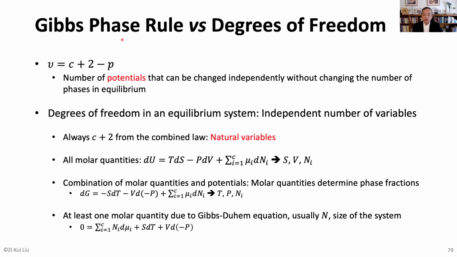So it's very important that the Gibbs phase rule and degrees of freedom are two different things, even though they have some connections. The Gibbs phase rule is purely about the potentials: the number of potentials that can be changed independently without changing the number of phases. The degrees of freedom of a system are the independent variables one can change without changing the number of phases. You can say that too, but these two represent different things, because the degrees of freedom in an equilibrium system never change. It's always C plus 2. Thank you. See you next time.